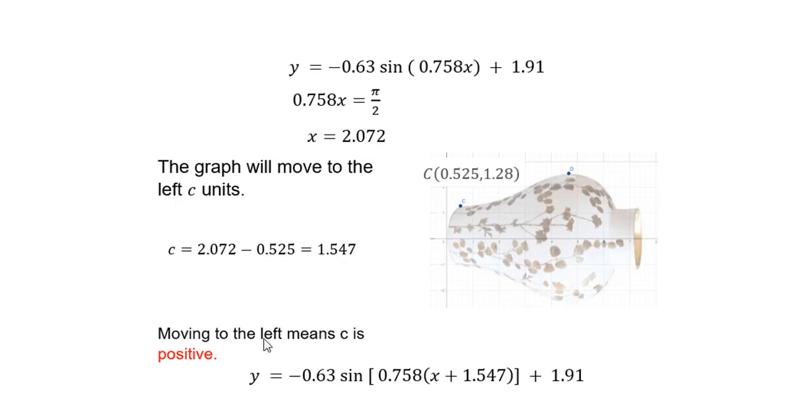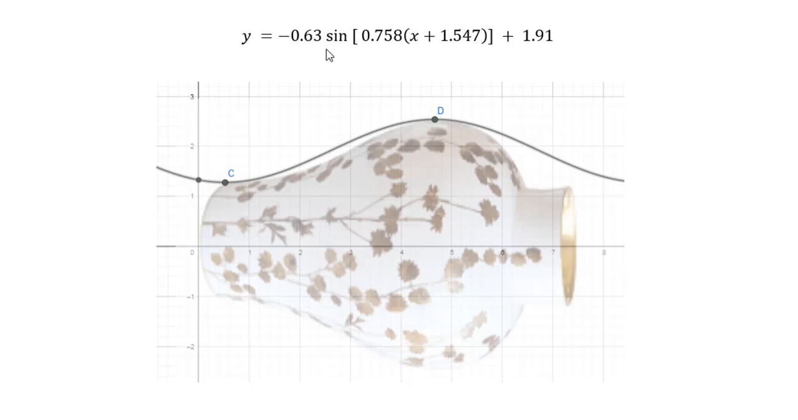Since moving to the left means C is positive, you will get y equals negative 0.63 sine 0.758 times x plus this horizontal translation 1.547, plus 1.91. Then I put this sine function into GeoGebra to check how well it fits this curve. It's just like this.